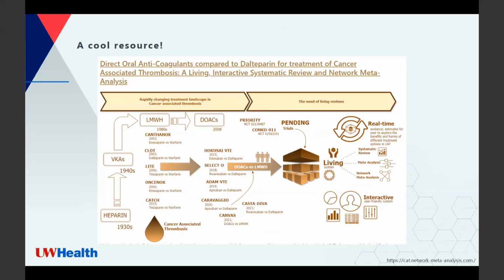And then finally, I wanted to share a really cool resource that can be accessed going forward as more studies are published. This is a living, interactive, systematic review and network meta-analysis that was launched in 2019. And as you can see, it includes the major trials we discussed. This interactive systematic review will also incorporate future trials as that data becomes available. And the link to the website is on the screen.